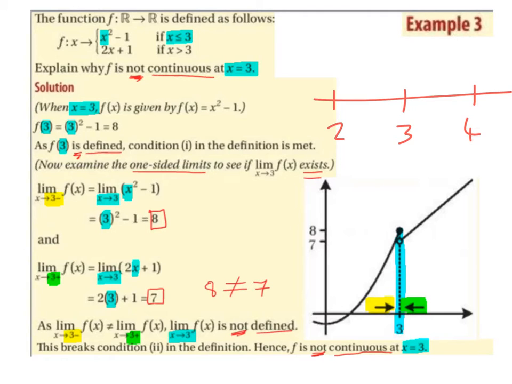So here we have our U-shaped graph, x squared minus 1, and then our straight line is 2x plus 1. And as x approaches 3 from the left, we see that our limit is 8, or our y value is 8. And as x approaches 3 from the right, we see that our limit is 7, or our y value is 7. So clearly they are not equal, so our function is not continuous. There is a gap or a break in our function.